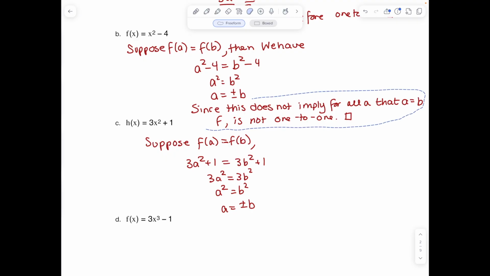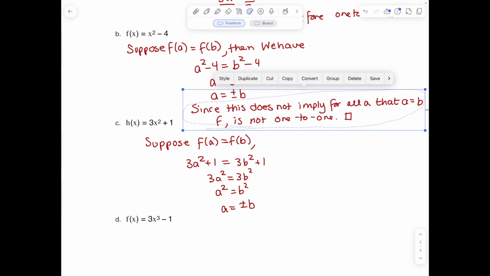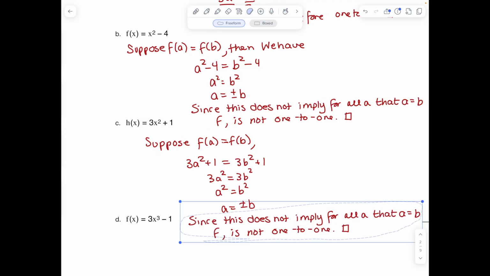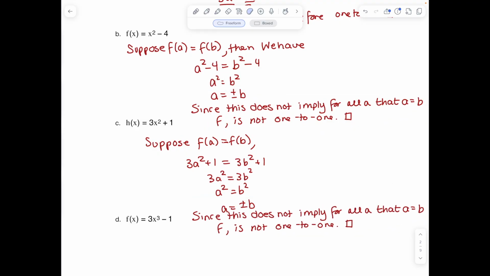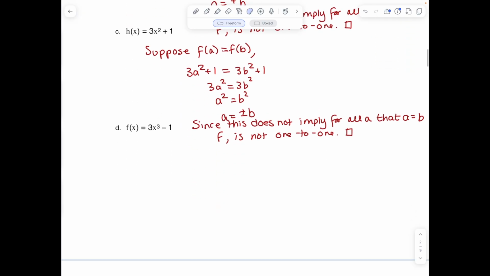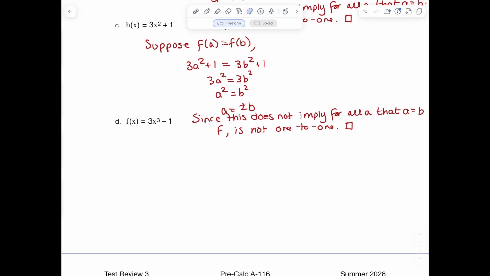Let's copy all this. It's going to be the same thing. Copy, paste. So, okay. And we just need to change this. It should be H. D is going to be the same thing.